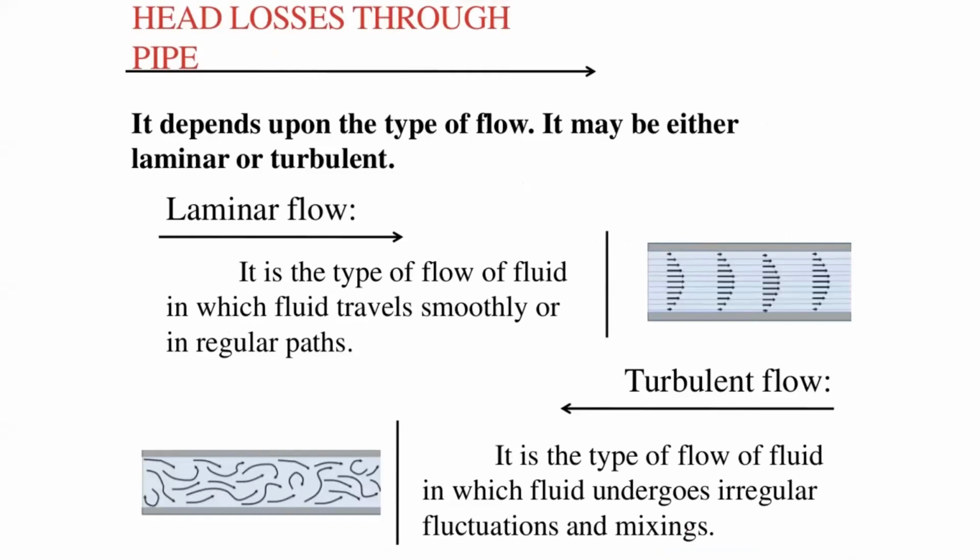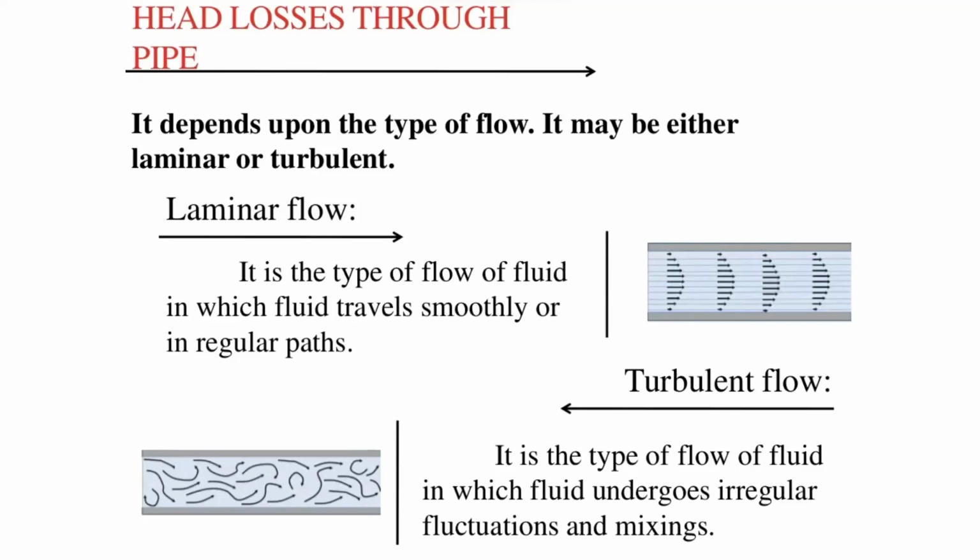So there are three types of flow. Are you aware? Yes, everyone. Turbulent flow, laminar, or transition flow. This you have studied in your FM1, am I right? Laminar, turbulent, and transition flow. Correct? Yes, everyone? Okay. So what do you mean by laminar flow? It is a type of flow of fluid in which the fluid travels smoothly or in a regular path. That type of flow is known as laminar flow.